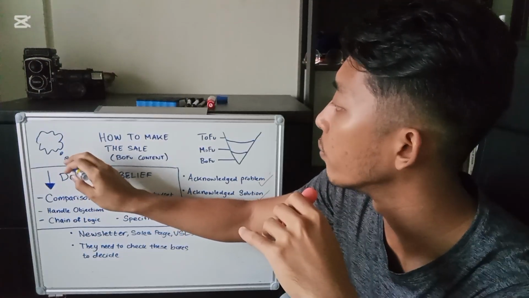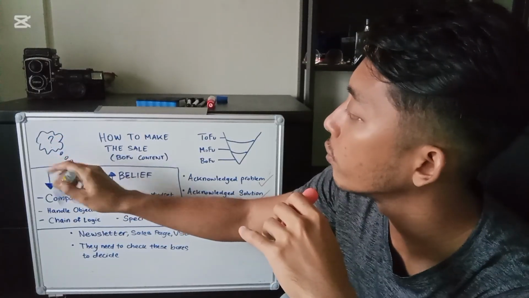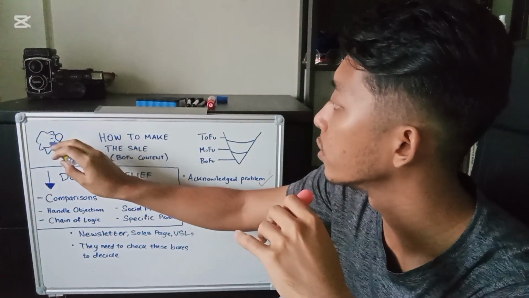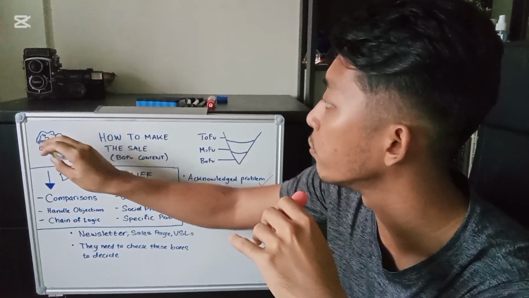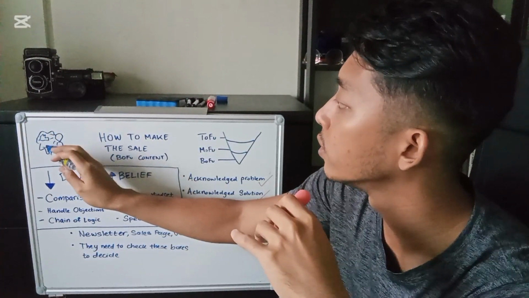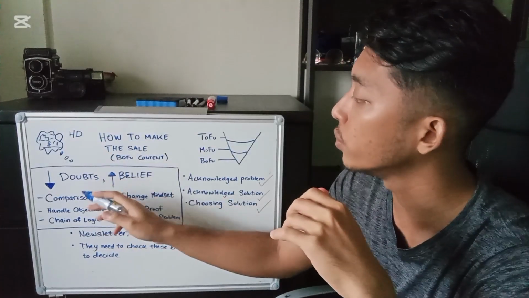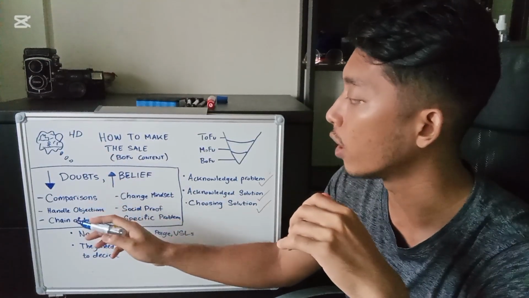So instead of having a really fluffy view of what your offer entails, they can have a really clear, high definition picture of what they can expect before they even buy your offer. High definition instead of a blurry image. So those are the points to reduce your audience's doubts about your offer.